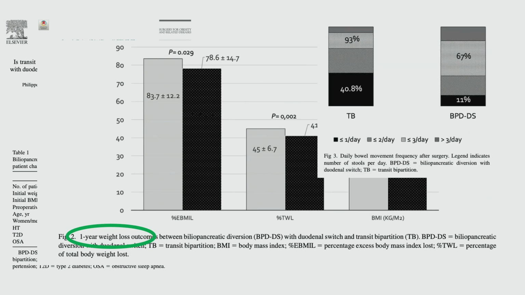But the most interesting finding in this paper, in my opinion, is going to be the adverse effects and the quality of life of the patients. You can see here that the percentage of patients under transit bipartition with less than one daily bowel movement is going to be 41%, compared with 11% of the patients under duodenal switch, who have more diarrhea or a greater number of bowel movements.